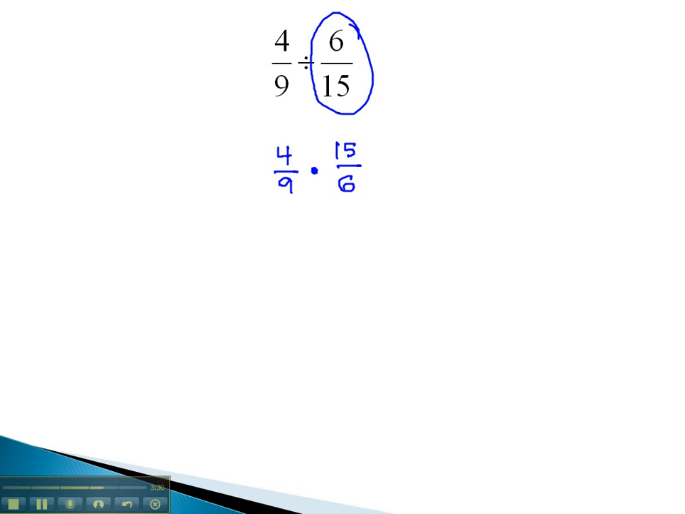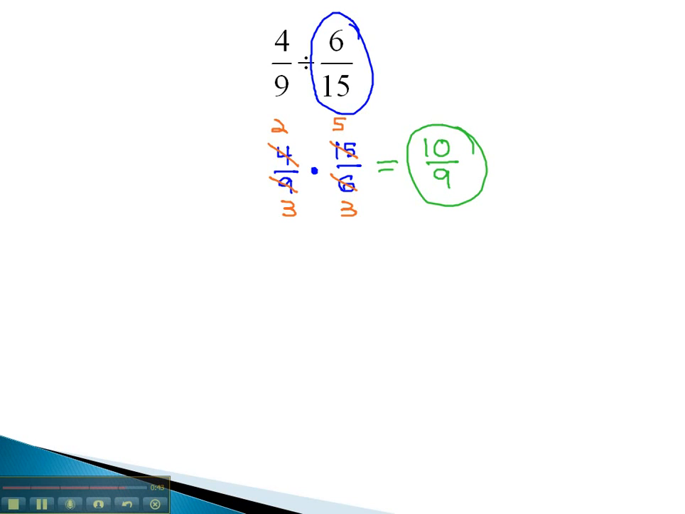This time, we can do some reducing. Remember, with multiplication and multiplication only, we're allowed to reduce. 4 and 6 are divisible by 2. 4 divided by 2 is 2, and 6 divided by 2 is 3. 9 and 15, they're both divisible by 3. 9 divided by 3 is 3, and 15 divided by 3 is 5. And now that we've reduced everything, we can multiply the numerators and denominators together. 2 times 5 is 10, over 3 times 3 is 9, and we have our final quotient, or product, because we multiplied by the reciprocal, of 10/9.